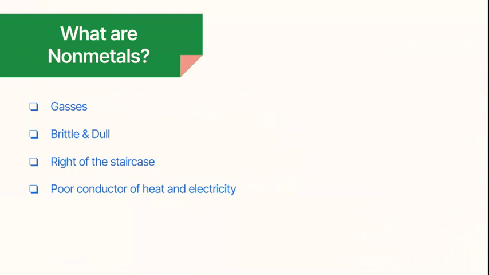They're to the right of the staircase, and if you have a periodic table handy, you should probably get it out. It's a lot easier if you're more of a visual learner to look at the periodic table and actually see what I'm talking about. It's really hard to do in your head unless you're a genius, but to the right of the staircase is where you find the nonmetals.